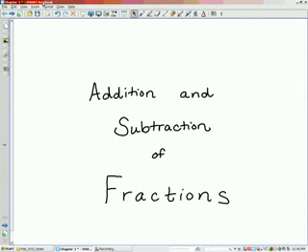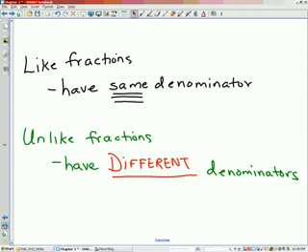We are going to look at the concept of addition and subtraction of fractions. First, I need to define two things. What are like fractions and what are unlike fractions? Like fractions always have the same denominator. Unlike fractions have different denominators.